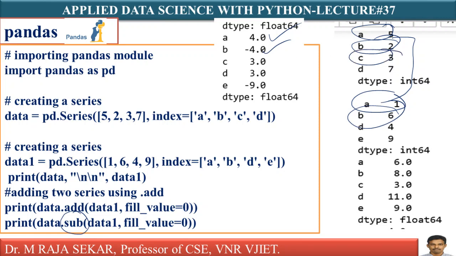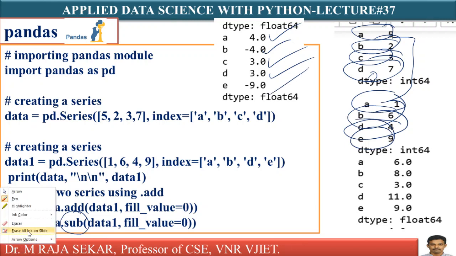Here C equal to 3. Do you have C here? No C. 3 minus 0 is 3. Here D equal to 7. Here D equal to 4. 7 minus 4, 3. Here do you have E? You don't have E, means 0. 0 minus 9, minus 9. It is simple and straightforward.